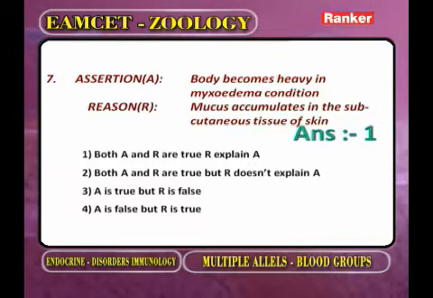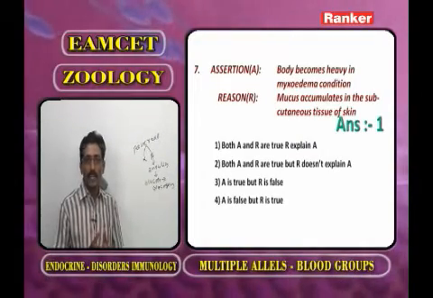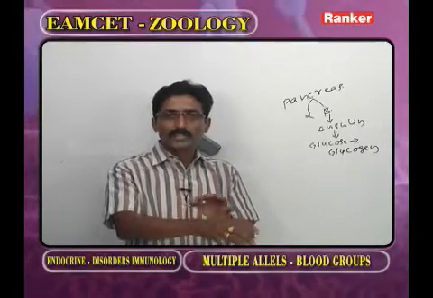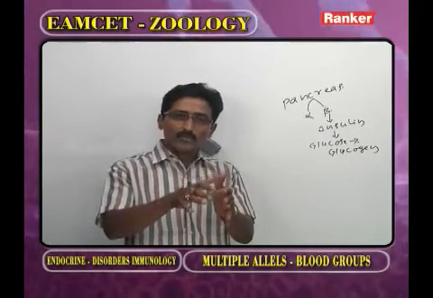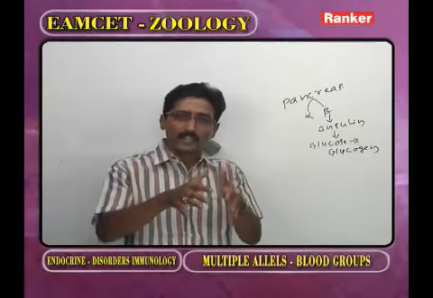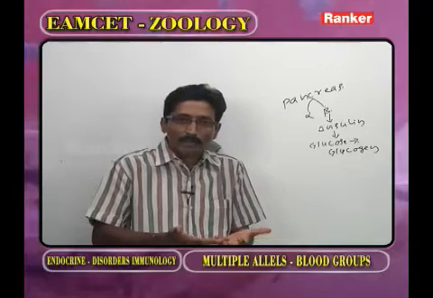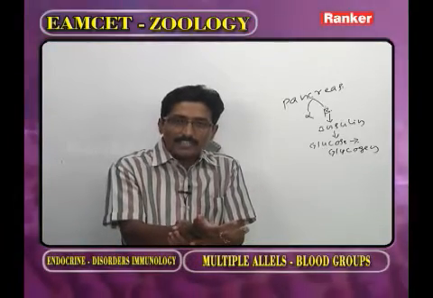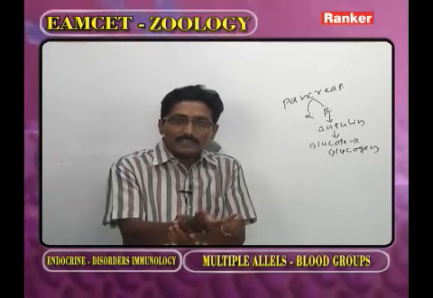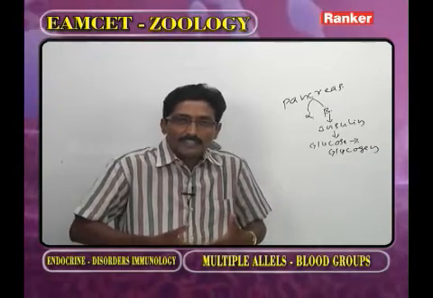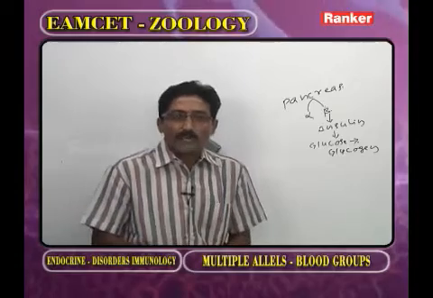Assertion: body becomes heavy in the myxoedema condition. The one who has been suffering from myxoedema has subcutaneous tissue below the skin. In the subcutaneous tissue, more and more tissue fluid is accumulated. So, as we observe the body of a myxoedema patient, the skin exhibits swelling. How does it exhibit the swelling? Because of the accumulation of tissue fluid in the subcutaneous tissue. So, the person suffers from the heavy weight of the body.